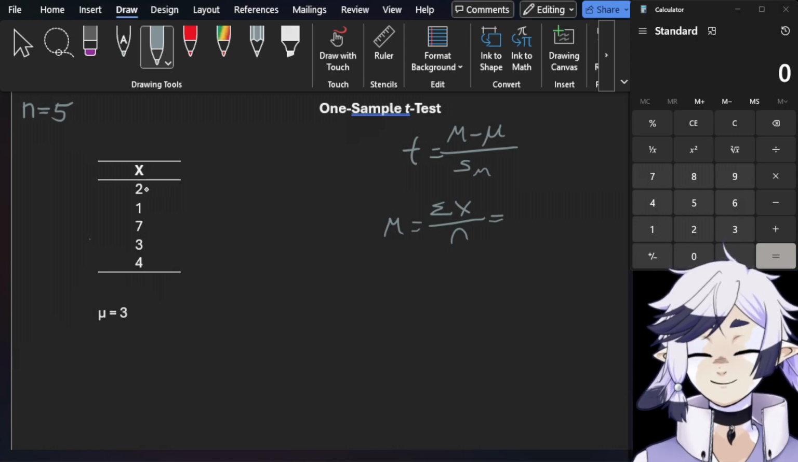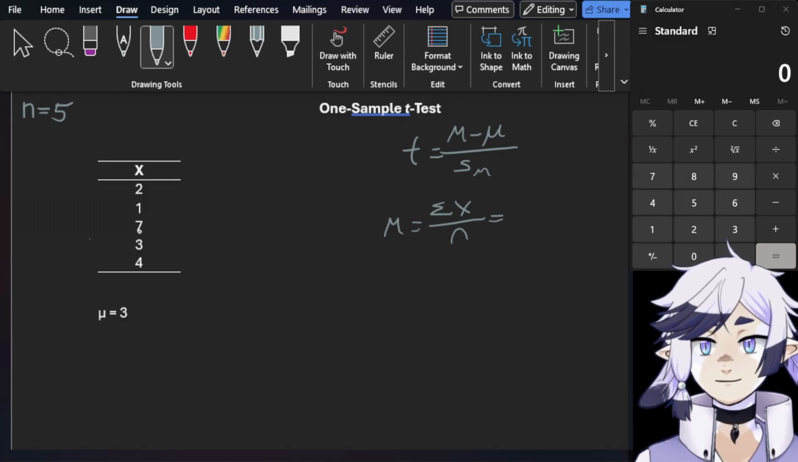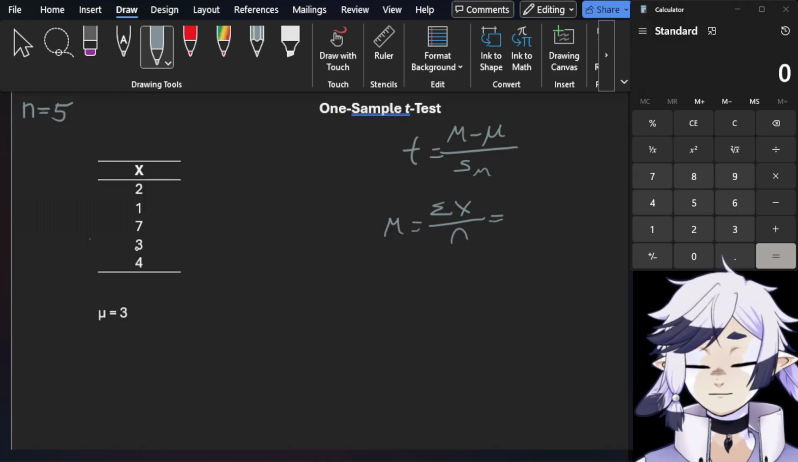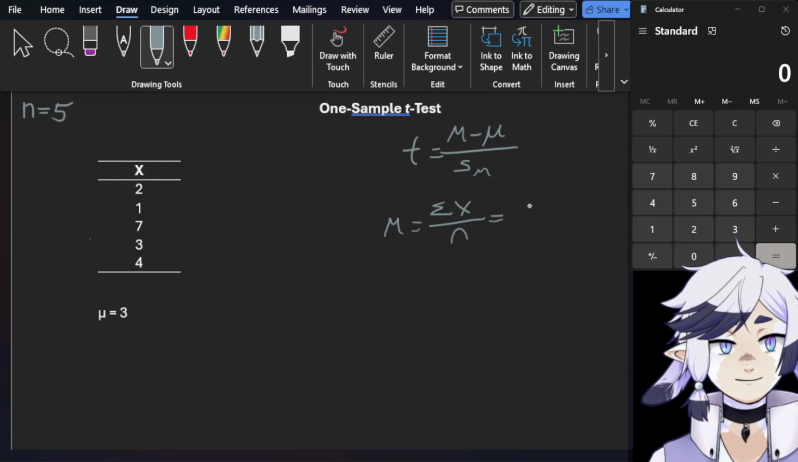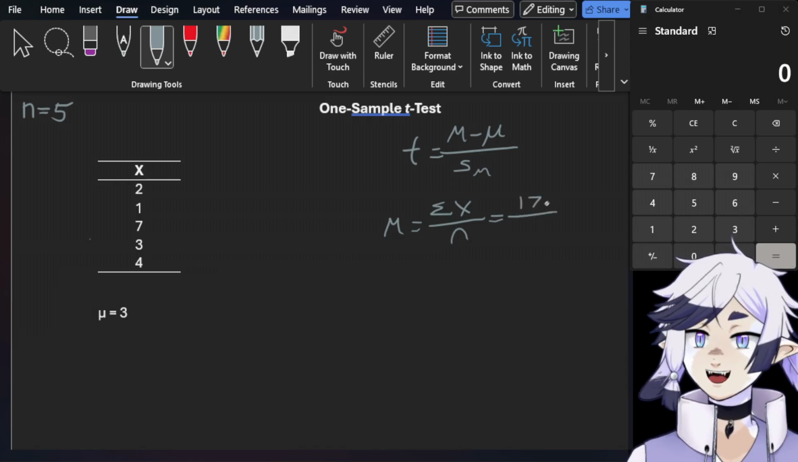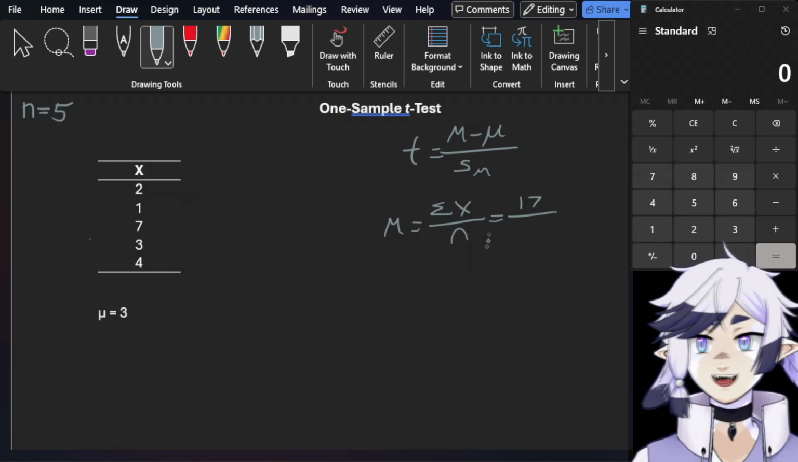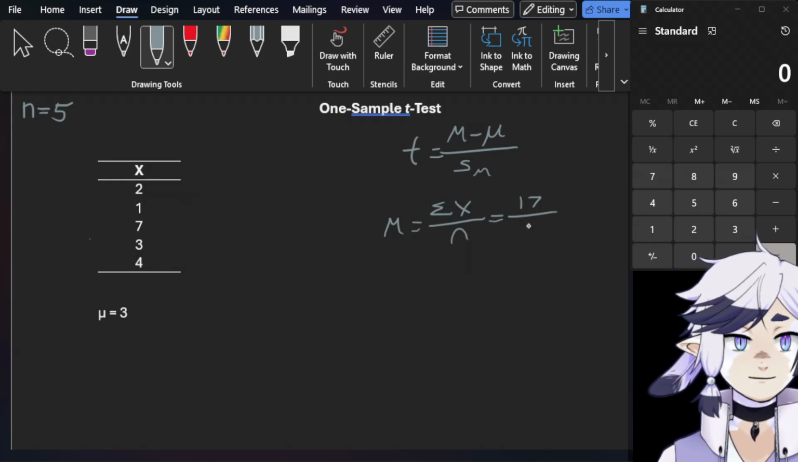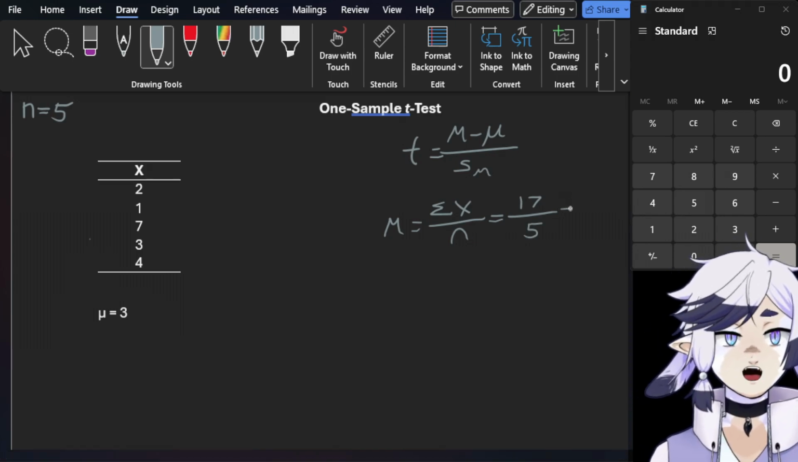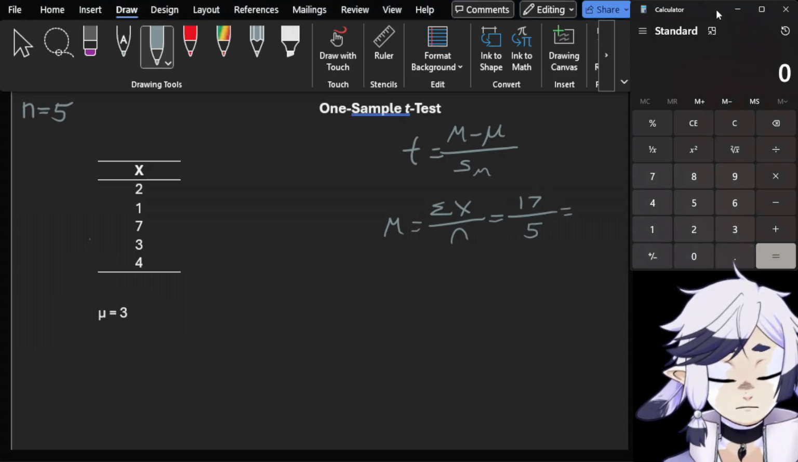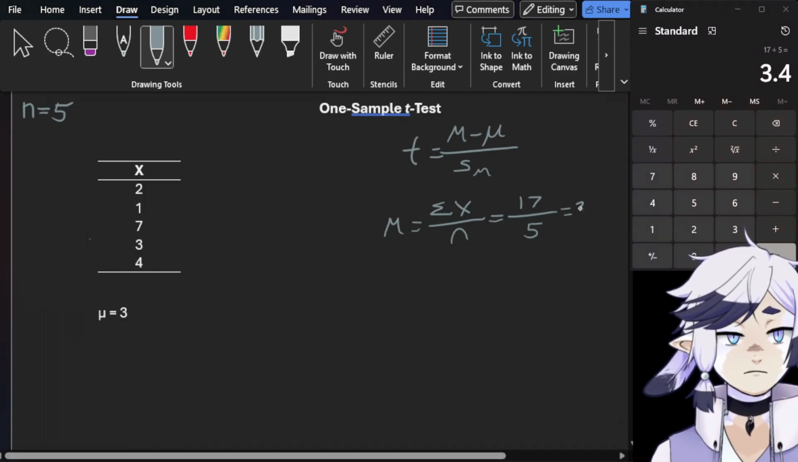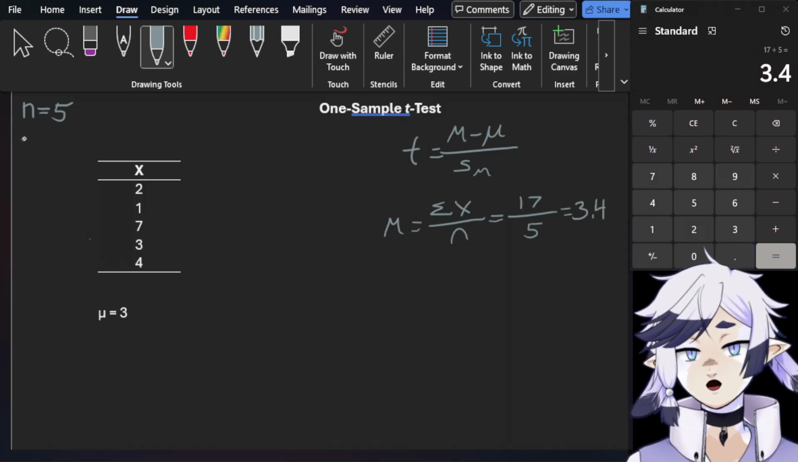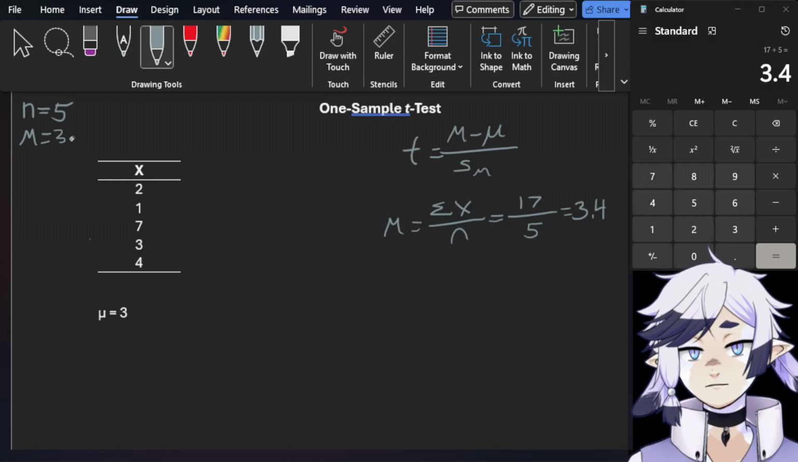So I'm going to take my scores and add them all together. 2 plus 1 is 3. 3 plus 7 is 10. 10 plus 3 is 13. And 13 plus 4 is 17. So the sum of x is 17. If I add together all the scores, the sum is 17. Then I divide it by how many scores I have. N is 5. So our sample mean is going to be 17 divided by 5, which equals 3.4. There's our sample mean. So my sample mean is 3.4.